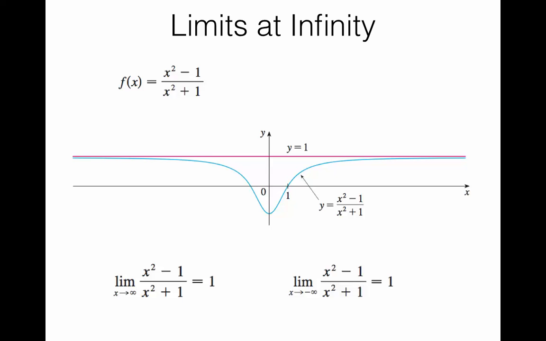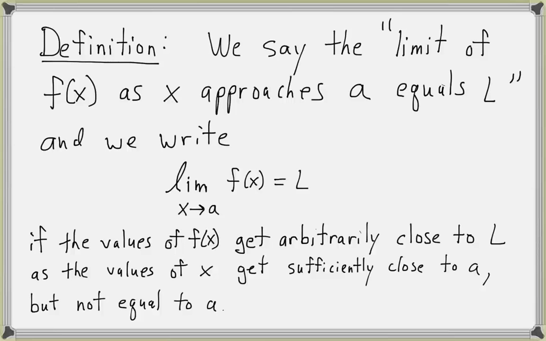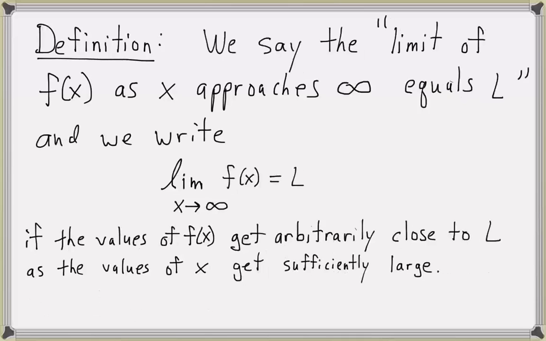So now let's give the definition of limits at infinity. We're going to change our definition of limit as x approaches a to the following. We say that the limit of f of x as x approaches infinity equals L, and we write this in limit notation, if the values of f of x get arbitrarily close to L as the values of x get sufficiently large.